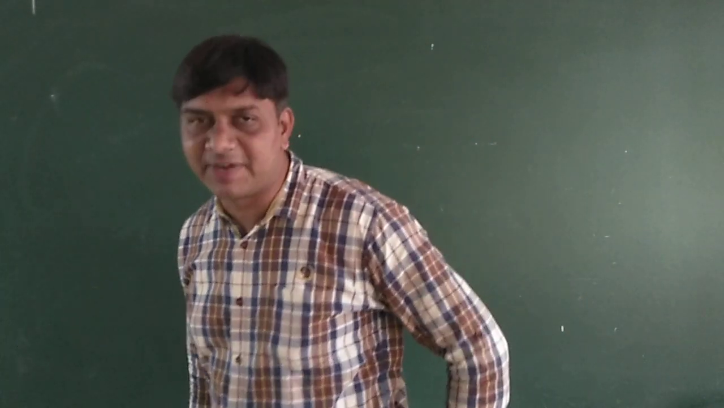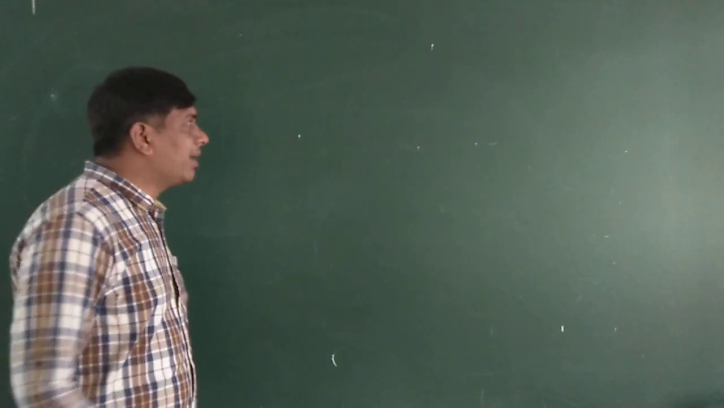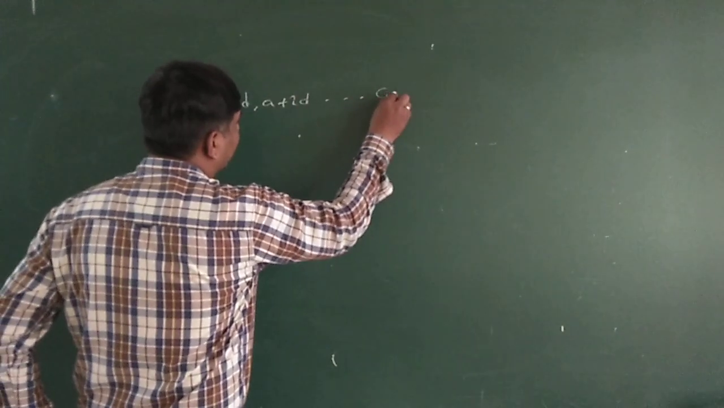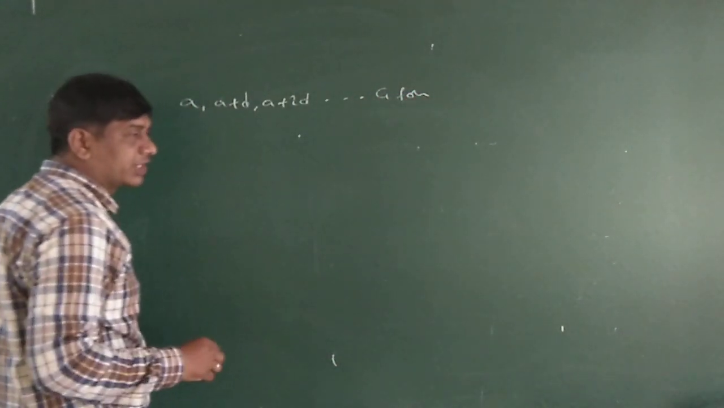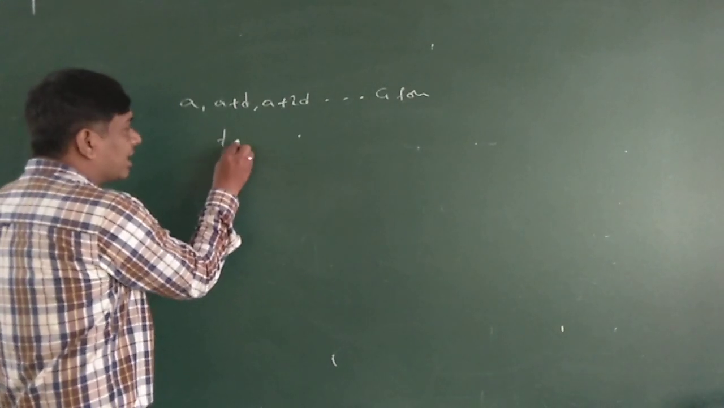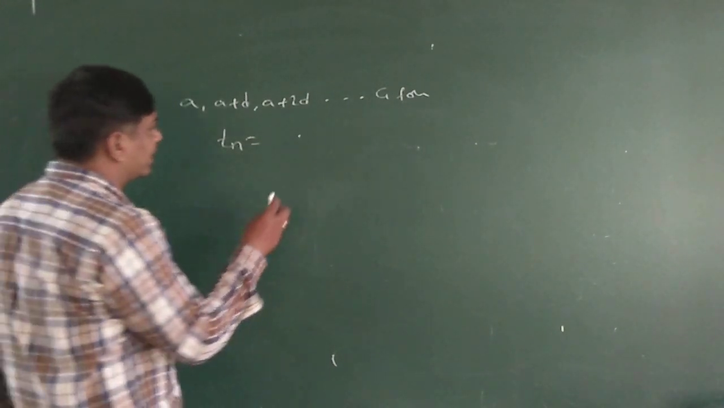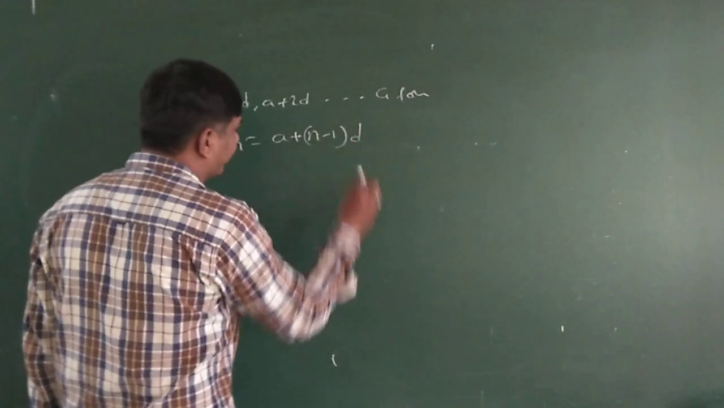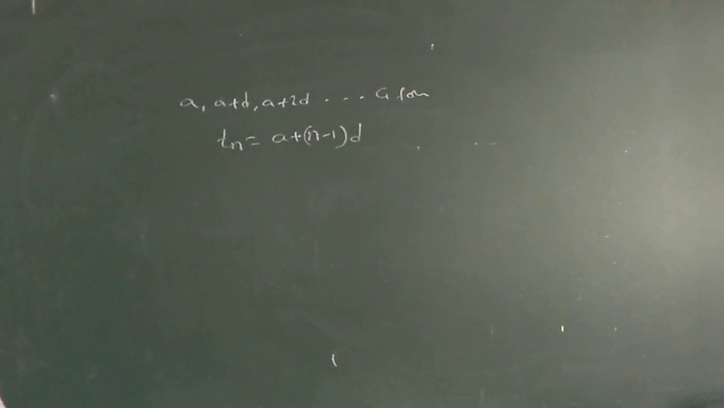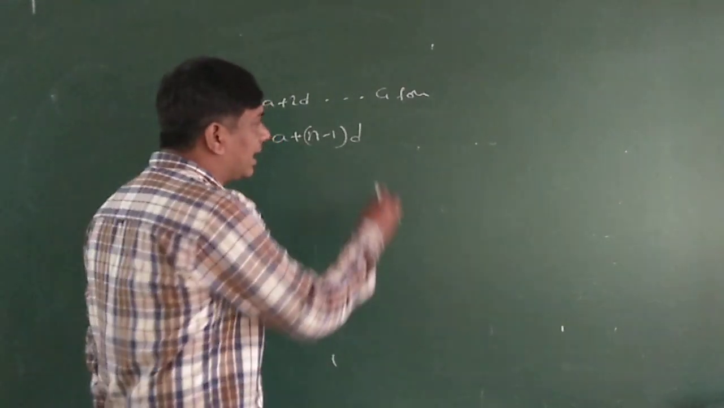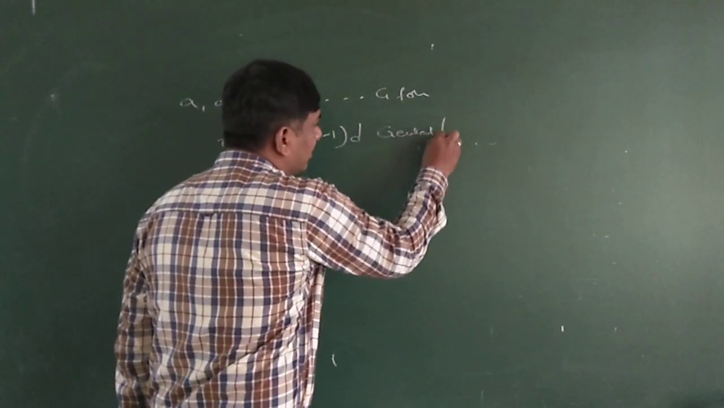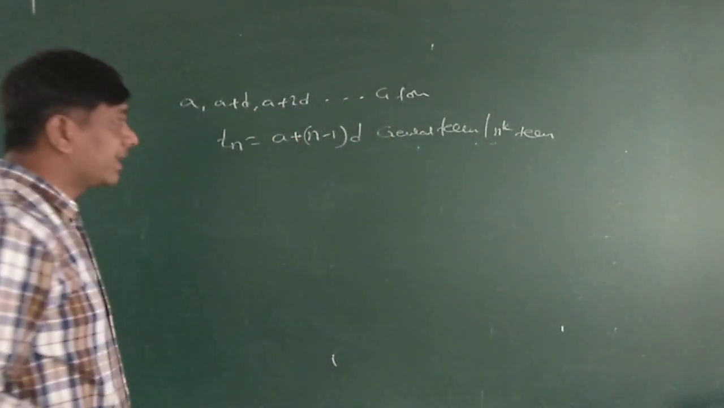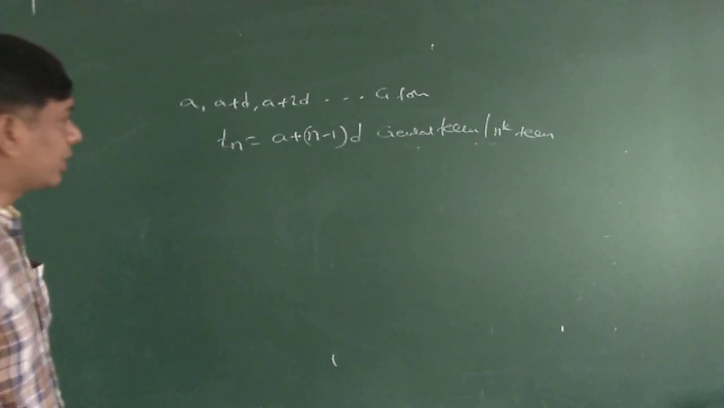After that, the general form of arithmetic progression we learned: a, a plus d, a plus 2d and so on. This is the general form of arithmetic progression. After that we learned the general term or nth term of arithmetic progression: Tn is equal to a plus n minus 1 into d. This is the general term or nth term of arithmetic progression.